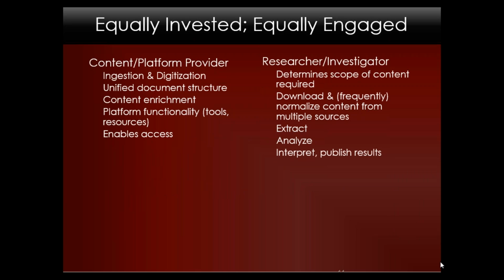My point, there we go, is that the researcher is approaching his investigation through a different type of process. The researcher determines the scope of the content that's needed. They download, and frequently researchers tell us that they need to do the normalization of the content from the various sources themselves. They have to run an extraction process. They analyze what is the result of those processes, the algorithms, and then they have to interpret and publish results.